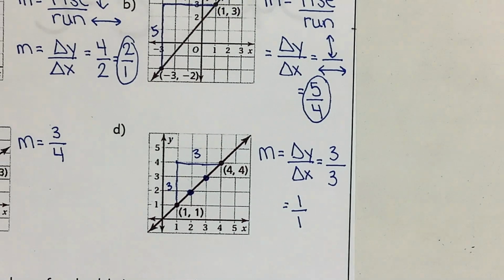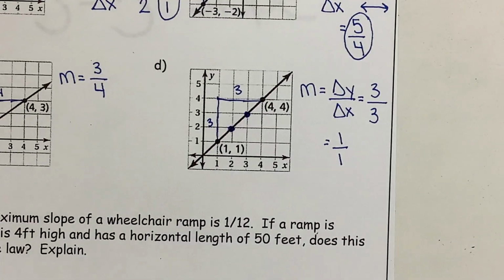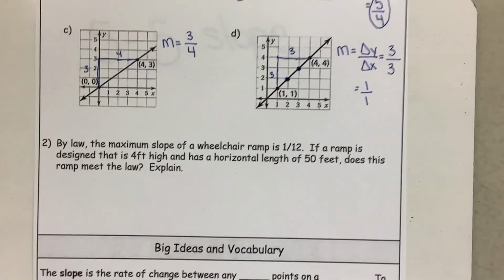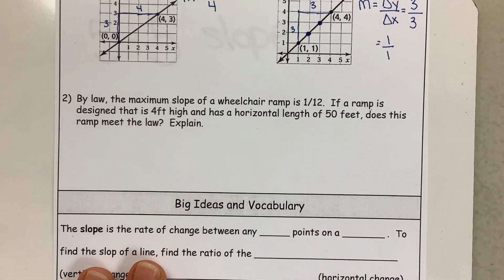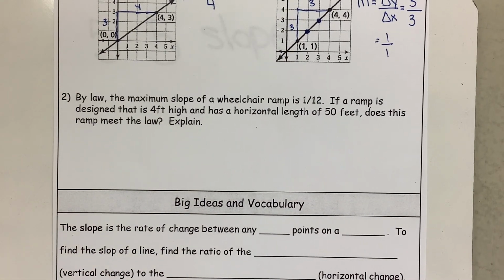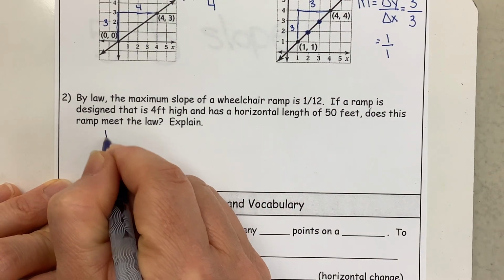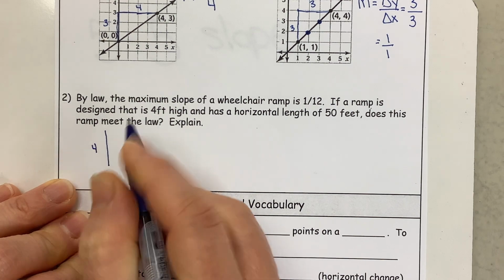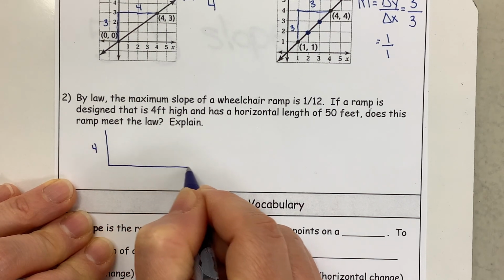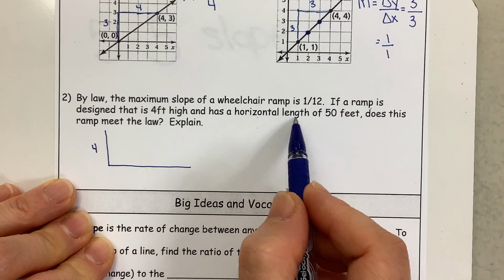Alrighty, we now have a word problem. I know some of you really enjoy those. This says, by law, the maximum slope of a wheelchair ramp is 1/12. So that's the maximum. If a ramp is designed that is 4 foot high and has a horizontal length of 50 feet, does this ramp meet the law? So what we're going to do is show our ramp is 4 feet high, so that would be your Y value. And our X value is, it has a horizontal length of 50 feet.